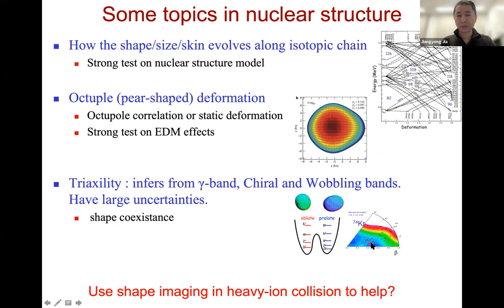have two local minima. But of course, in hadron collisions, the tool we use is very different. If we image the shape using flow, the level of sensitivity we have is probably different. And we want to ask whether we can help in these areas.